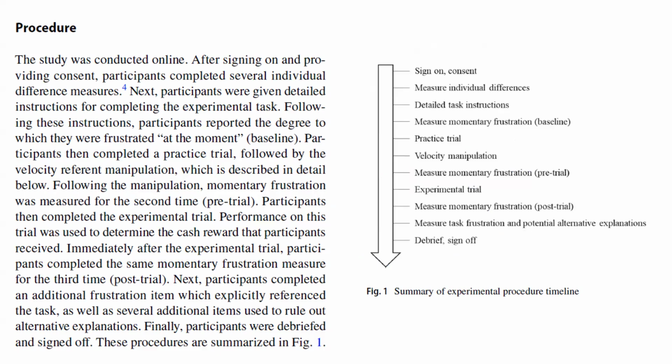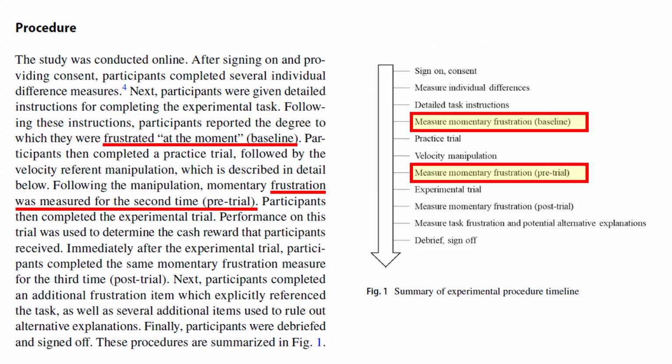Following these instructions, participants recorded the degree to which they were frustrated at the moment. So basically, what this is saying is before really doing anything, participants were asked, how frustrated are you right now? And this served as the baseline measurement of frustration. Then after this, participants started performing the task. So they completed a practice trial and they got to experience the experimental task. And then they were assigned to the velocity referent manipulation.